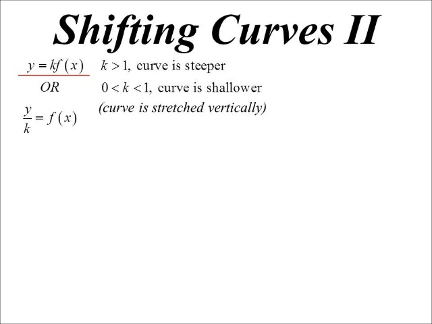Once again, because the k is grouped with the y, I can't group it with the x, because remember, the x is inside the function. So because the k is grouped with the y, it's the y value that's affected. So that's why it's stretched or compressed vertically, depending on the value of k.